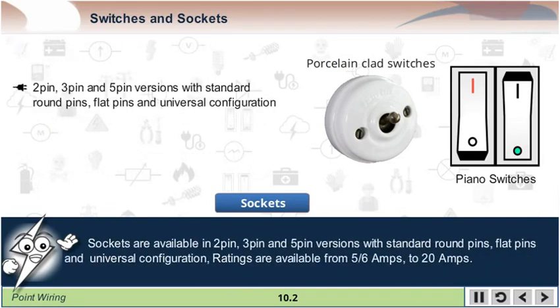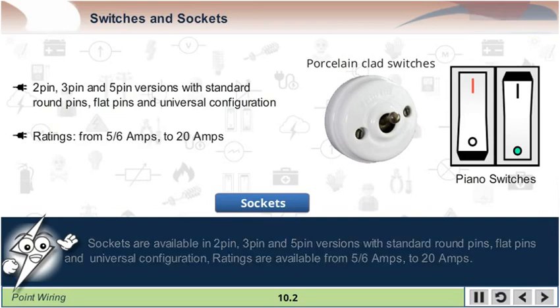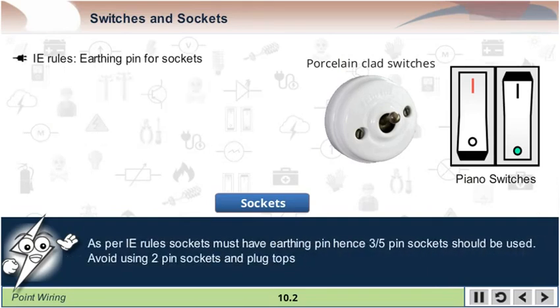Sockets are available in 2-pin, 3-pin and 5-pin versions with standard round pins, flat pins and universal configuration. Ratings are available from 5 to 6 amperes to 20 amperes. As per IE rules, sockets must have earthing pin, hence 3 or 5 pin sockets should be used. Avoid using 2-pin sockets and plug tops.